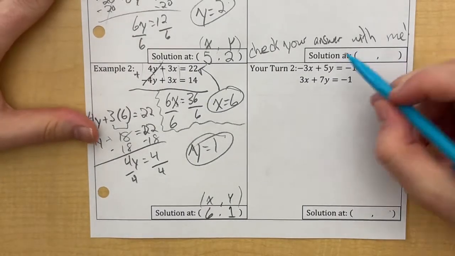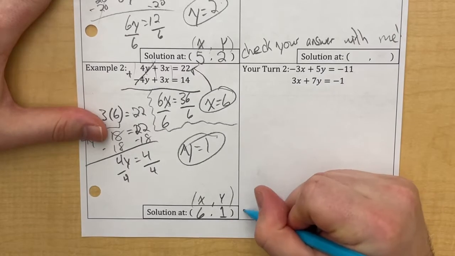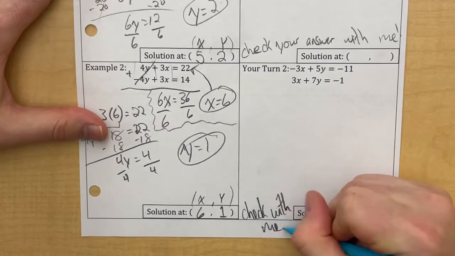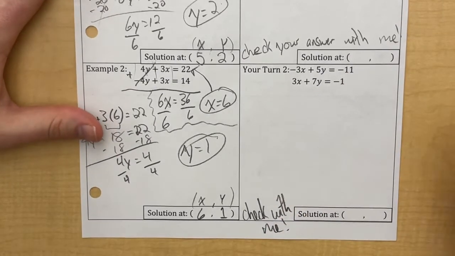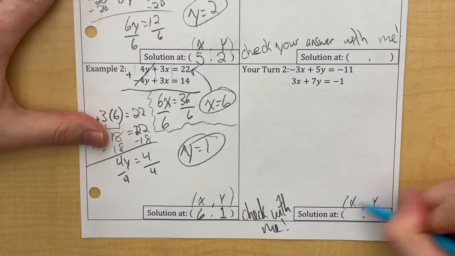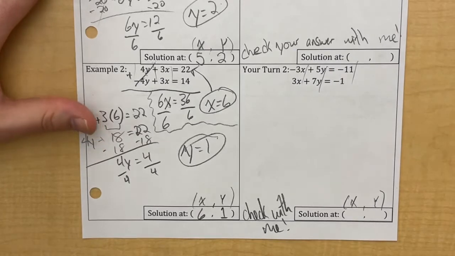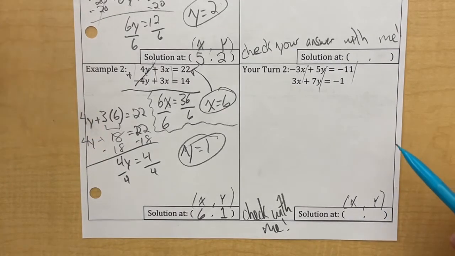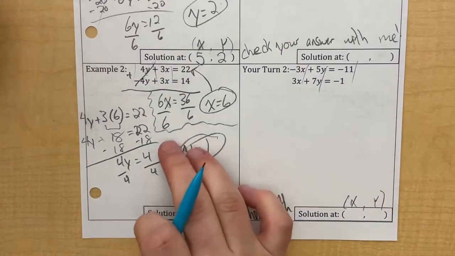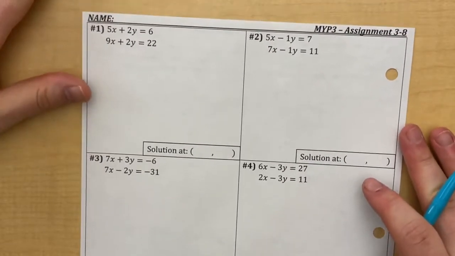Okay, same idea with your turn number 2. Again, check with me, so that way you can see if your answer is correct. So again, always in the form x comma y. Add those columns together, make sure you can eliminate, substitute back in once you get a variable, and get your second value. So now on the back, it has some practice problems, so make sure you're seeing how this is set up.